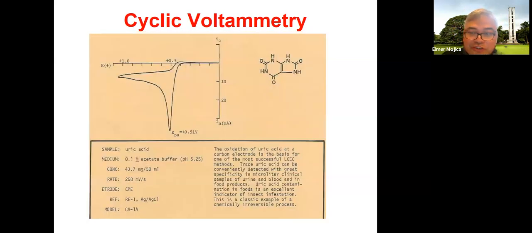And then you have here uric acid at a carbon electrode. Okay, and again, saan mo siya makikita? Doon sa anodic current. So this is a classic example of a chemically irreversible process.